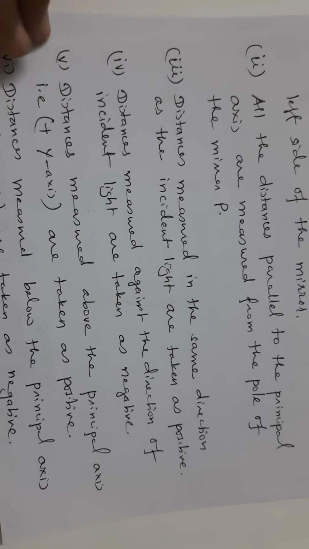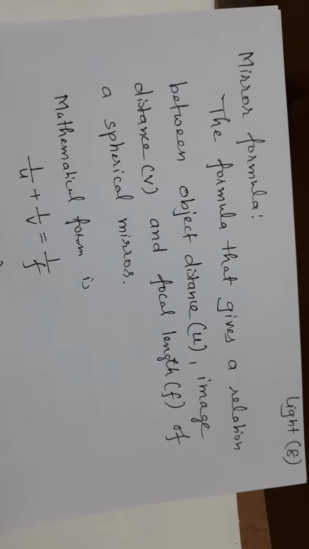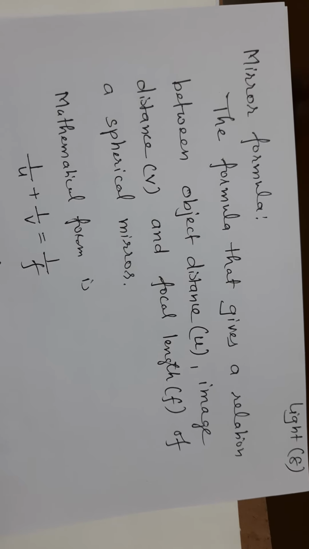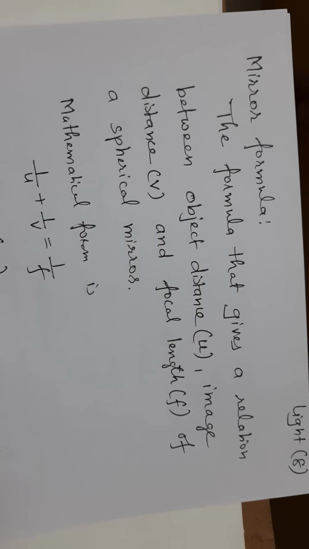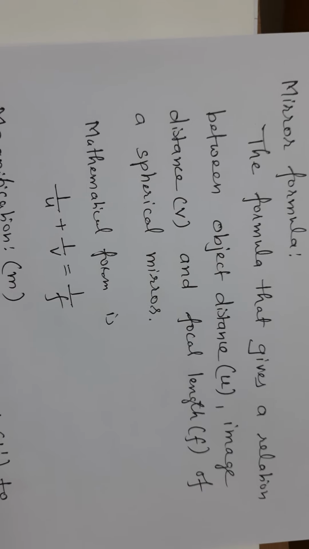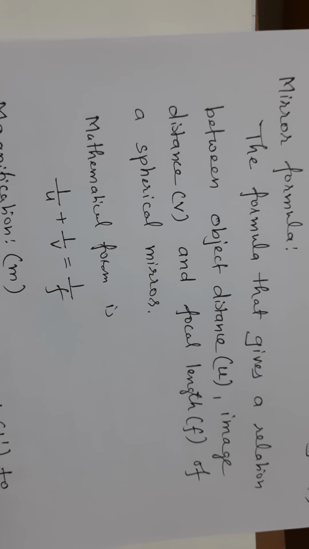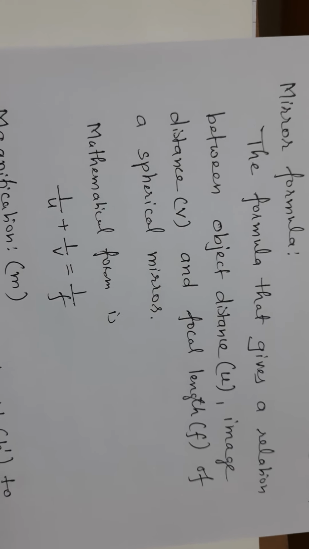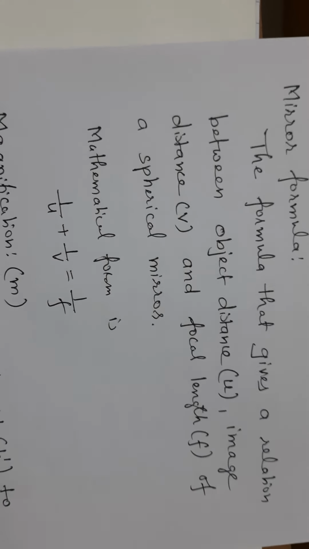Then we are talking about the mirror formula. Now the mirror formula is the formula that gives a relation between object distance u, image distance v, and focal length f of a spherical mirror. Now remember, u, v and f are all small alphabets. In no case should you write them capital. The mathematical form is 1 upon u plus 1 upon v is equal to 1 upon f.